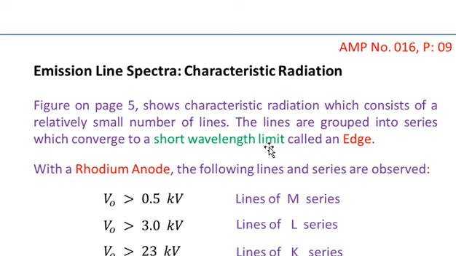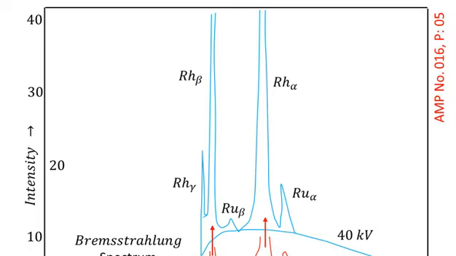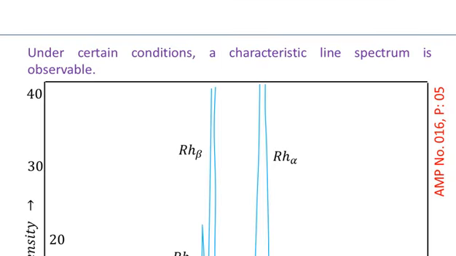So this short wavelength limit, which we call an edge, will be explained not only through page number 5 but also through other figures which will be given in today's lecture. So let's discuss the figure on page number 5, which I have used as an appendix. So this is figure 5 from the previous lecture.